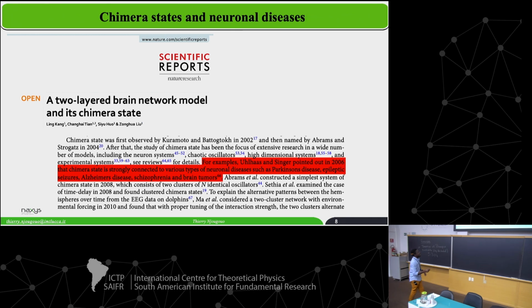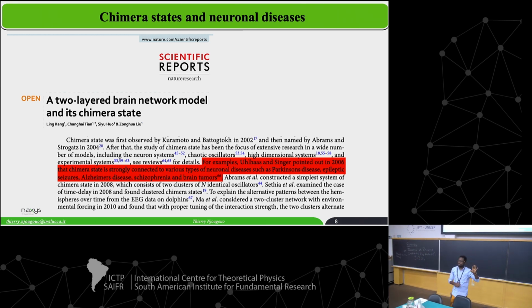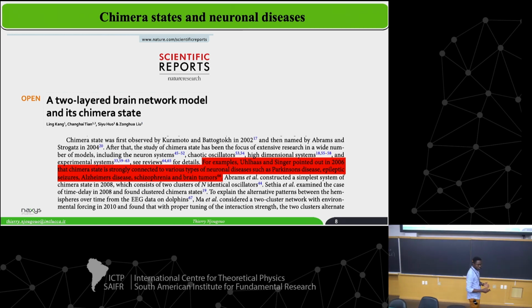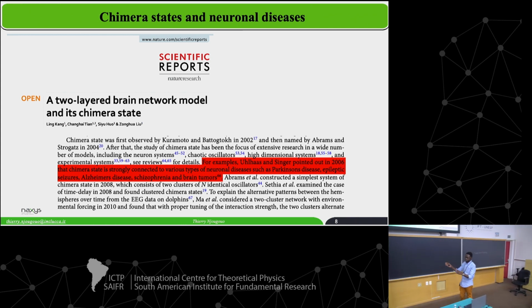And we can see in this nice paper that the authors point out the fact that the chimera state could be at the origin of some neuronal diseases, for example, the one that we mentioned here. There is a lot of work in the literature where we can find more detail about this. So this is very interesting. I could not explain why, but this is just to show.